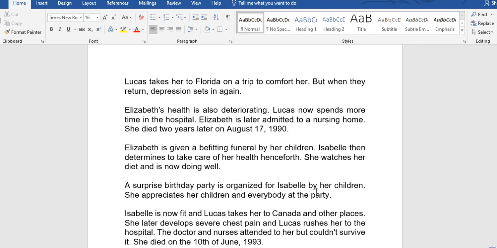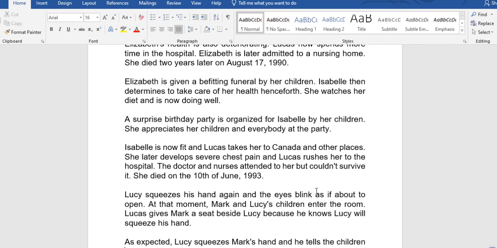Isabel then determines to take care of her health henceforth. She watches her diet and is now doing well. A surprise birthday party is organized for Isabel by her children. She appreciates her children and everybody at the party.